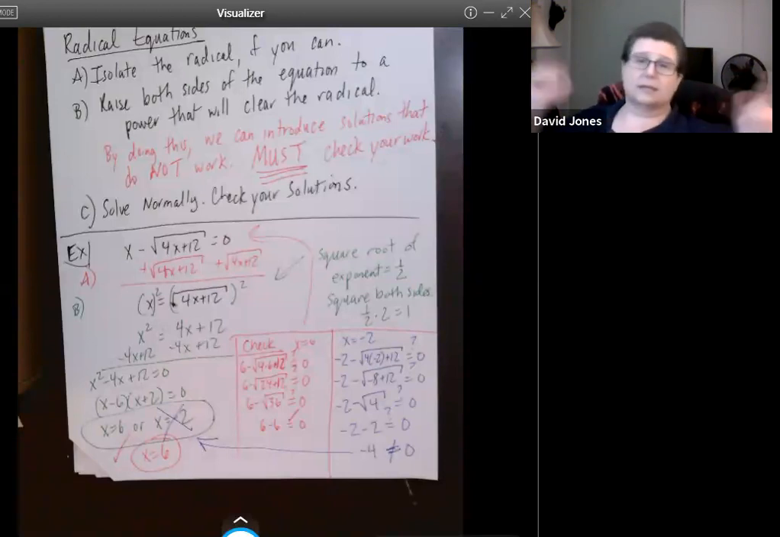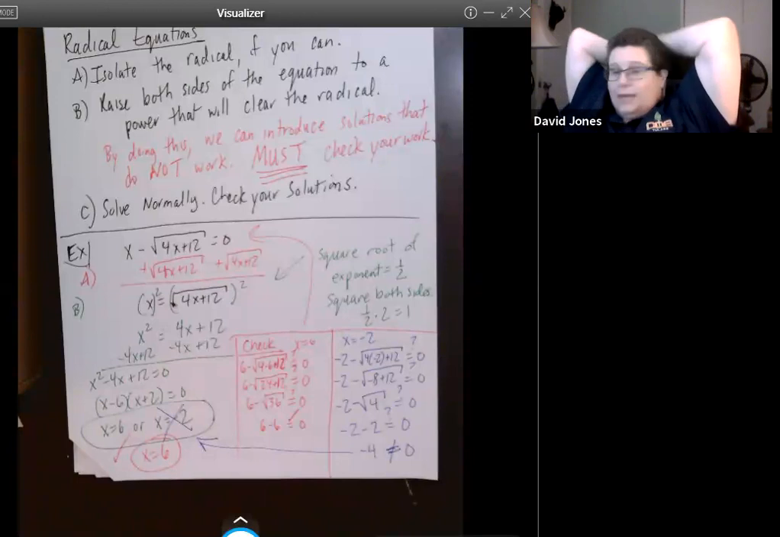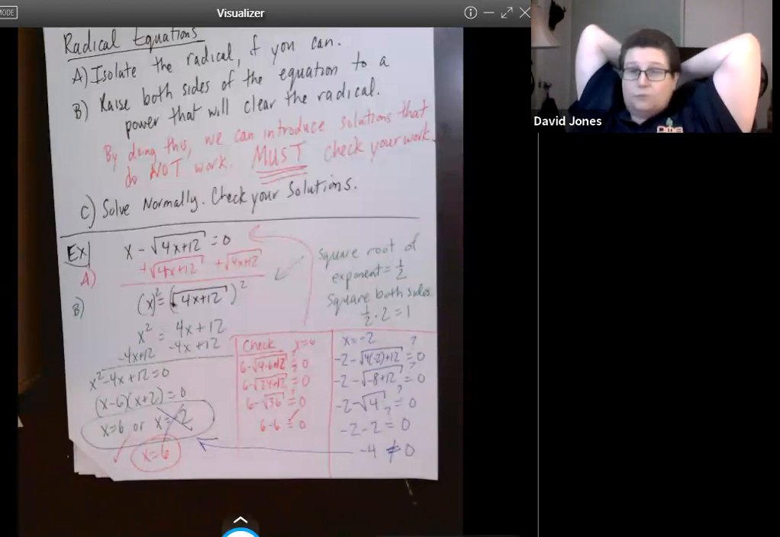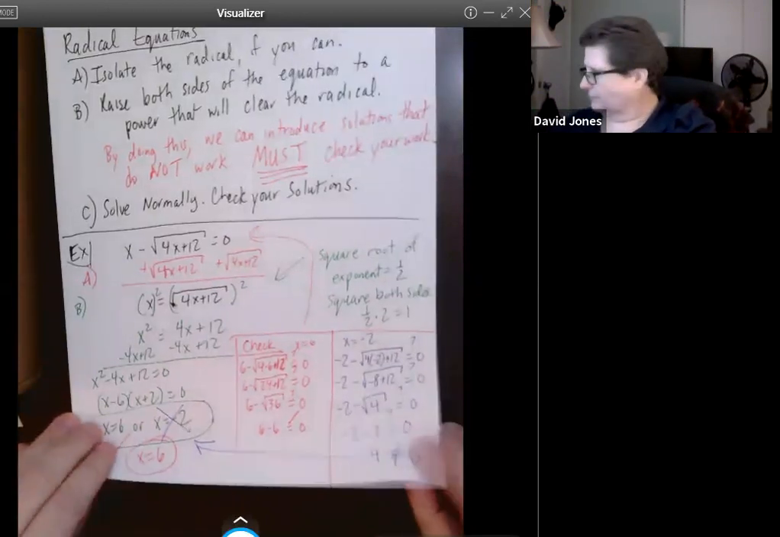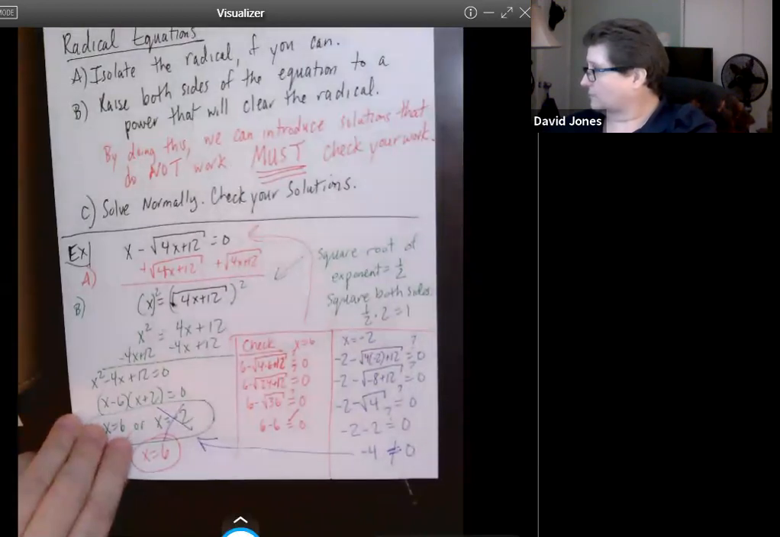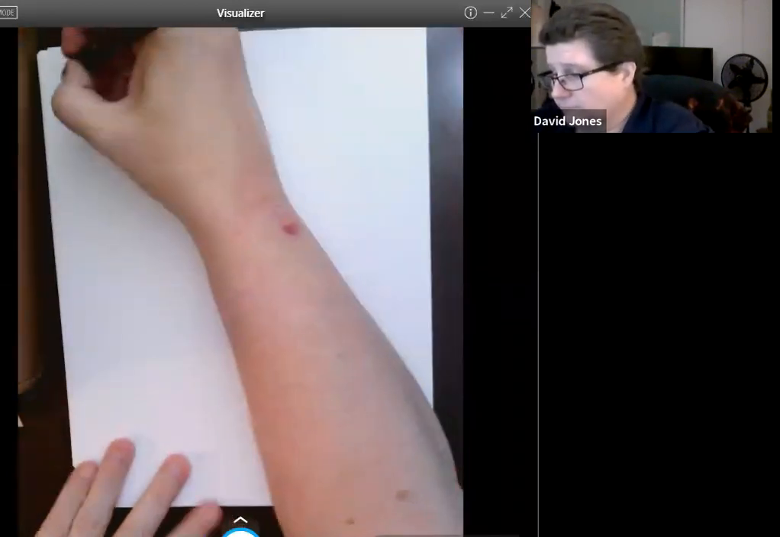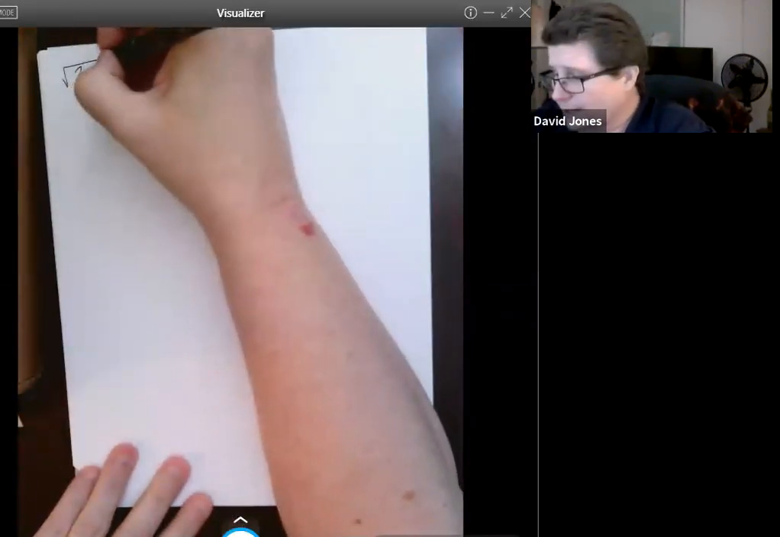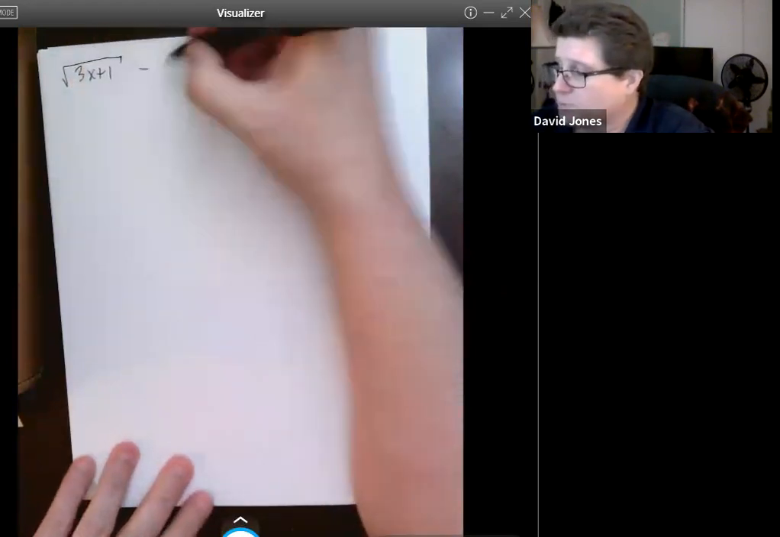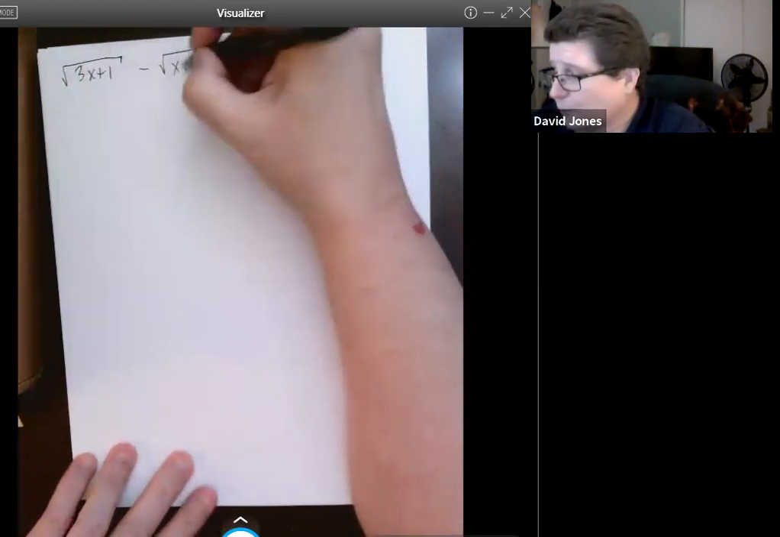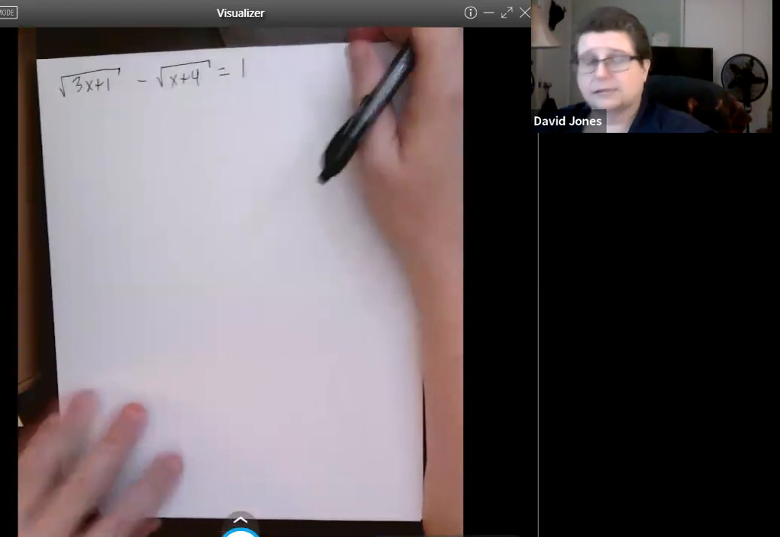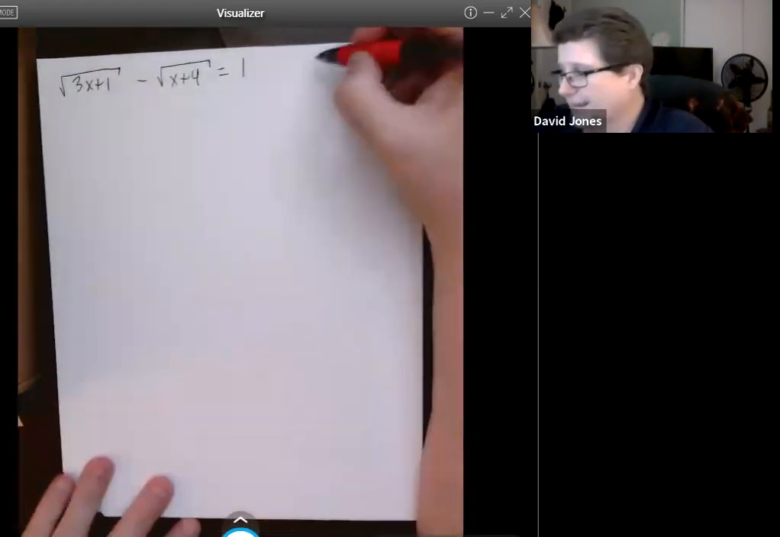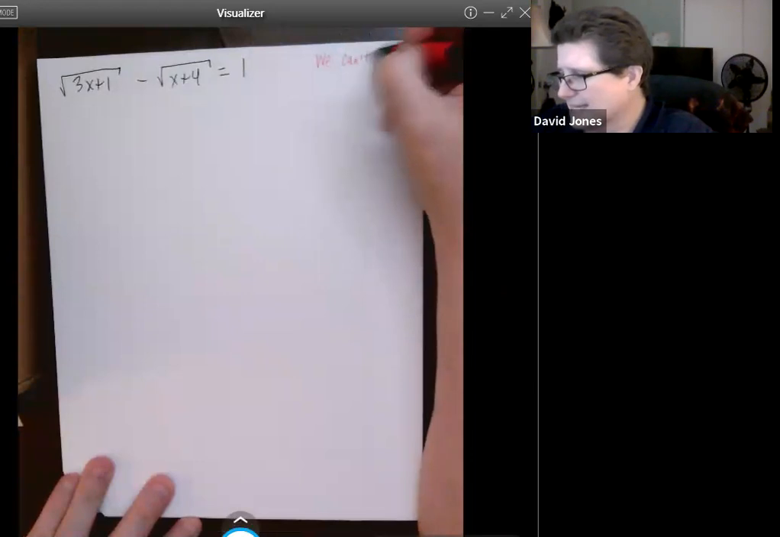Now I told you isolate the radical if you can. The next problem you can't. Not right away, so this is what we're going to do. I'll show you. The square root of 3x plus 1 is in a radical, and then we're going to subtract another radical, the square root of x plus 4, equals 1. We can't isolate the radical, but we can separate them.